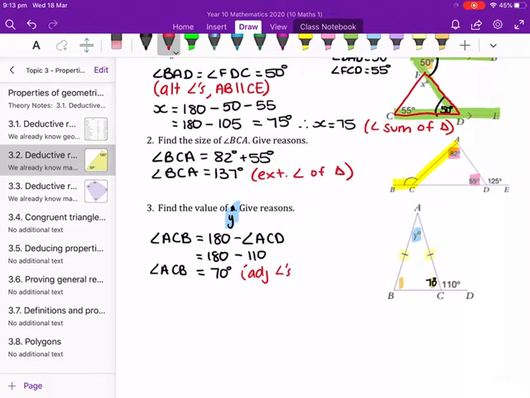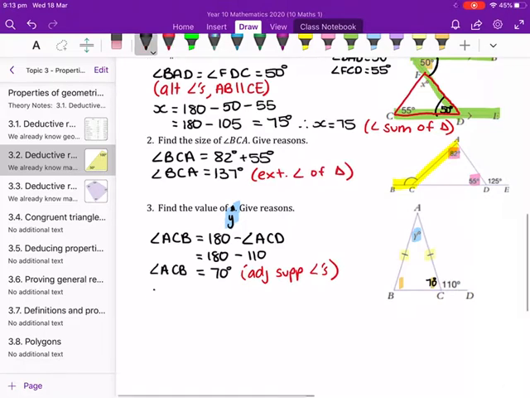And the reasoning for this is because we have adjacent angles next to each other. Adjacent angles are supplementary. So we actually call this adjacent supplementary angles, where supplementary means add to 180. So our two angles, ACB and ACD, add to 180 degrees to get the angle ACB equals 70 degrees.